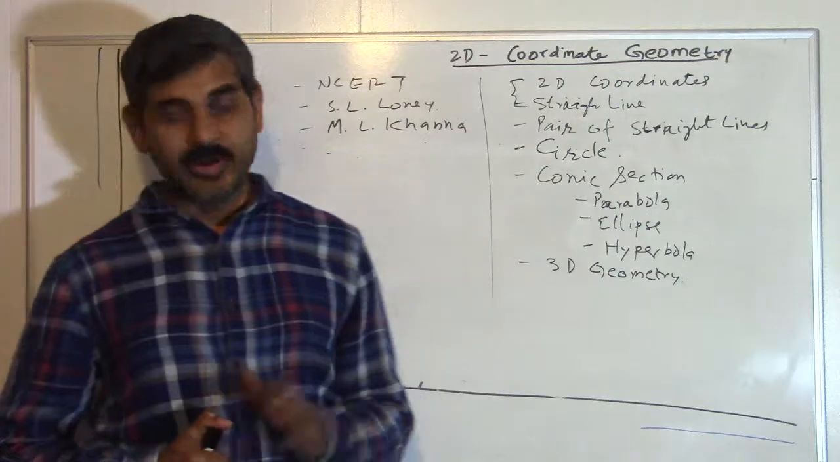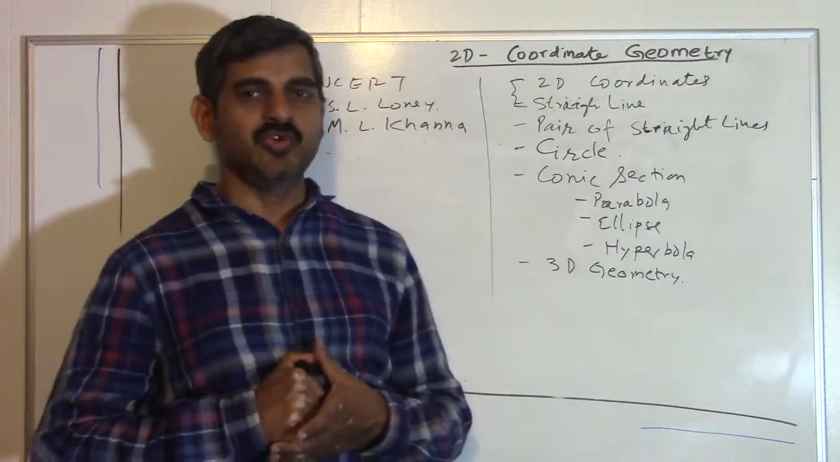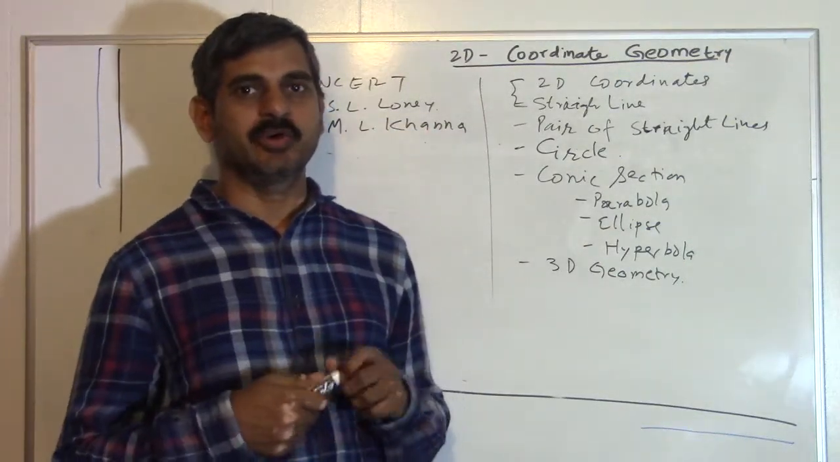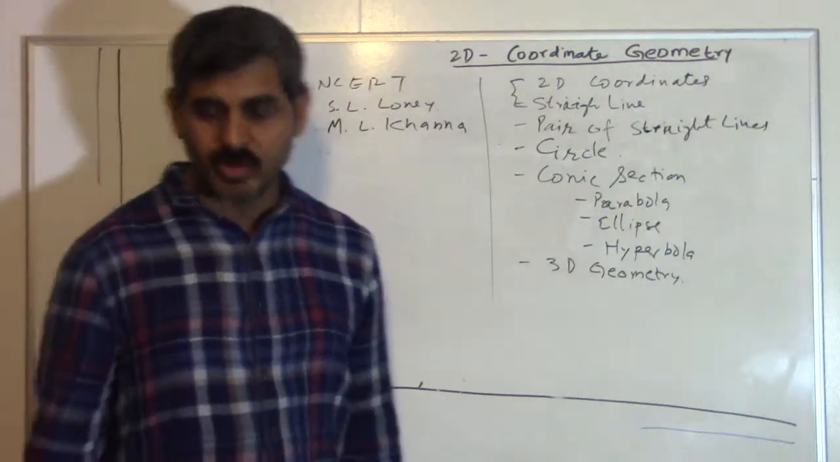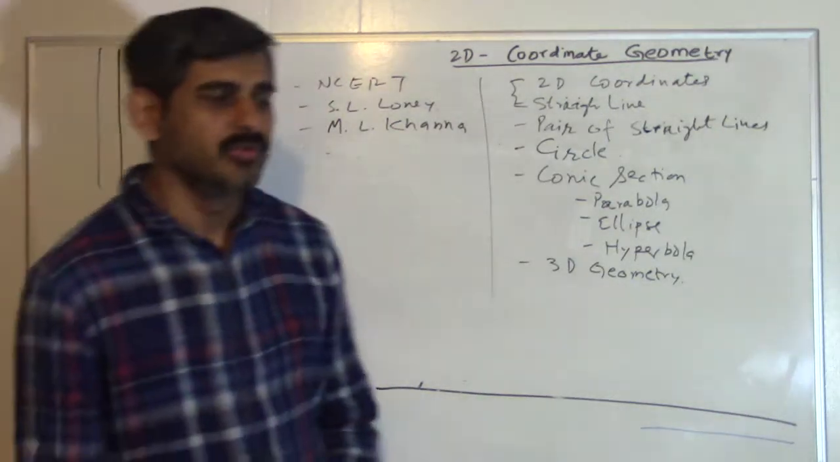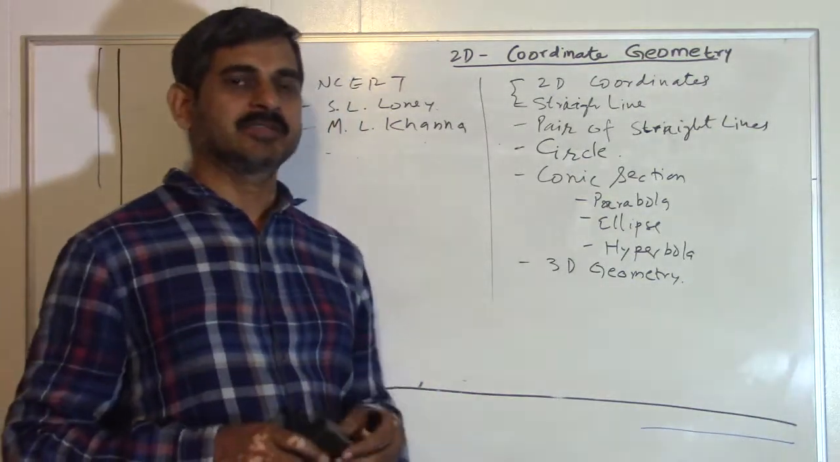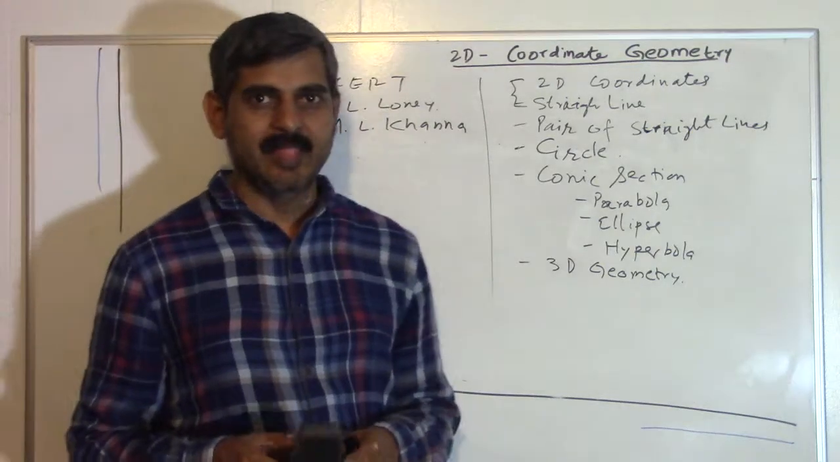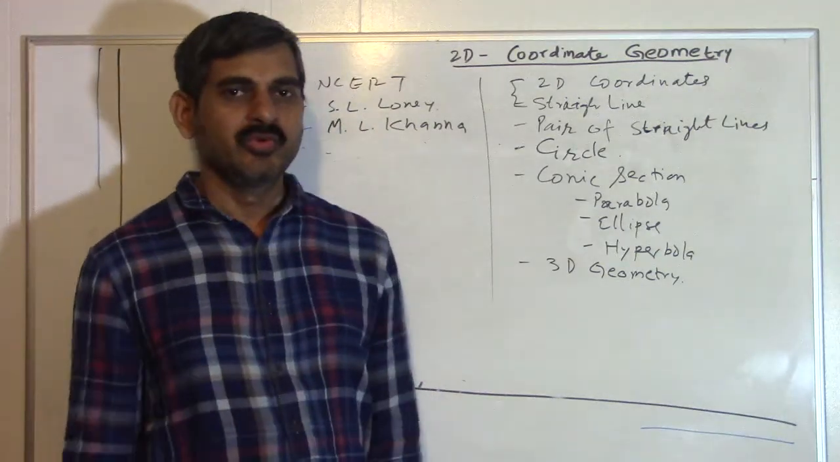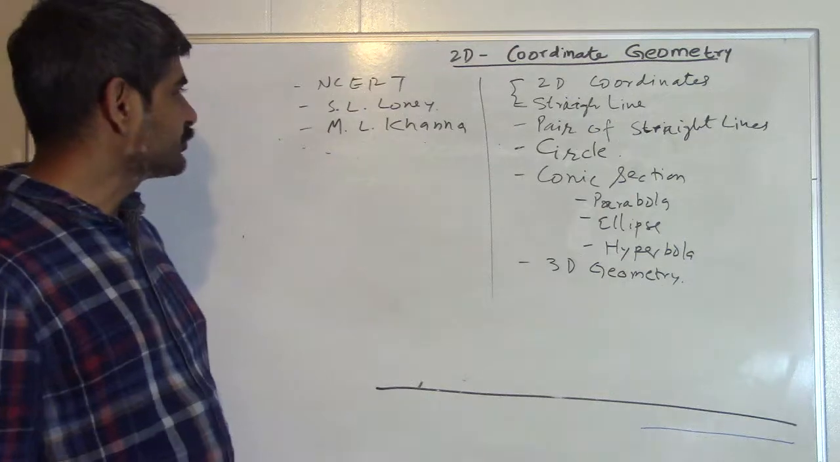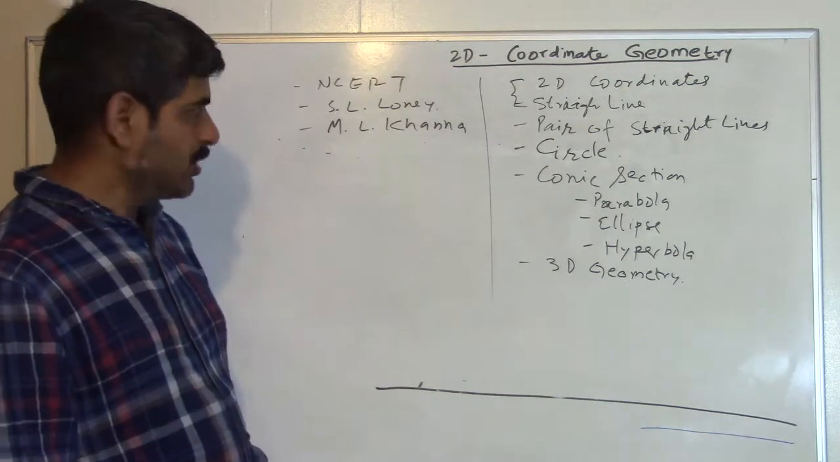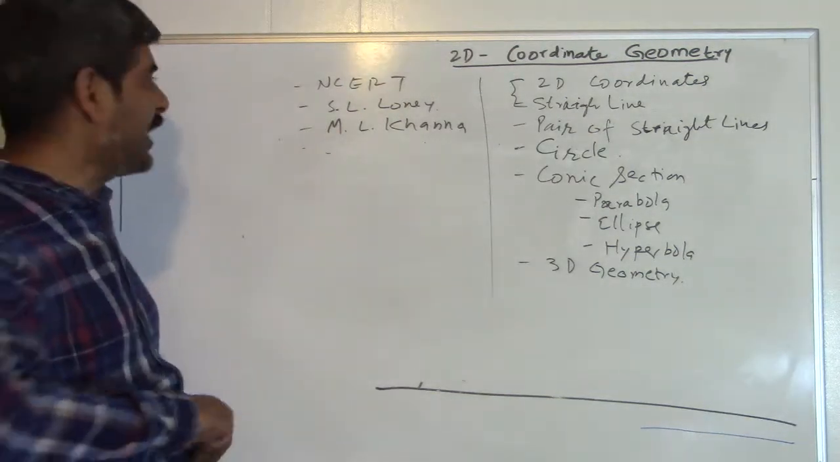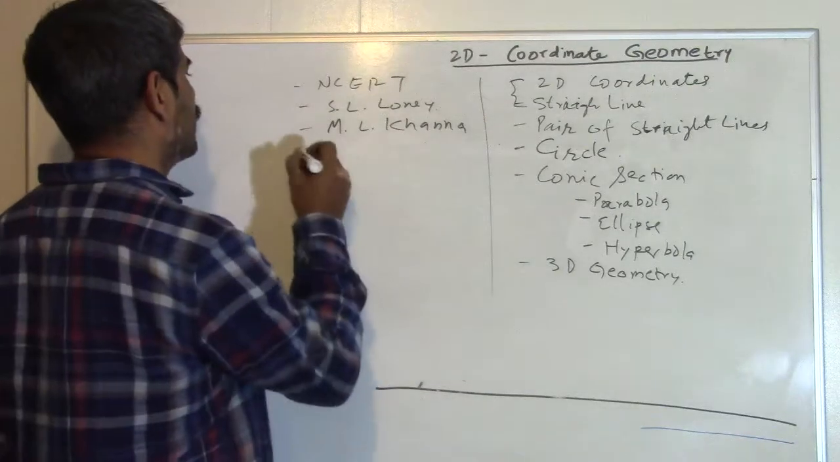One good thing about 2D geometry is that there are not a lot of formulas in it. You need to memorize very little as compared to trigonometry, where you have a lot of formulas to memorize. One more book I wanted to add here is Gorakh Prasad.